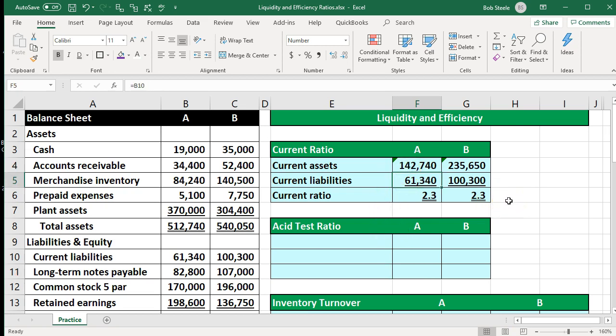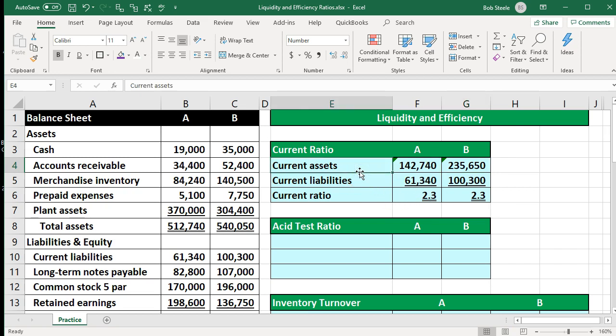How many times over can we pay off the liabilities with the current assets, in essence? So 2.3 times we can pay off the liabilities. Here, although we have a lot more assets, we also have a lot more liabilities, and we're still at 2.3 times of being able to pay off the current liabilities with the current assets.